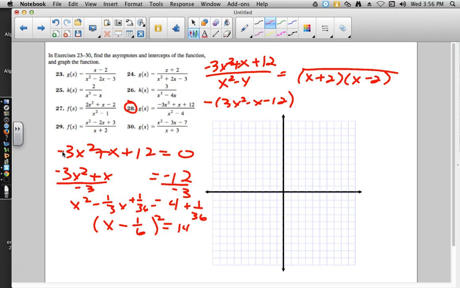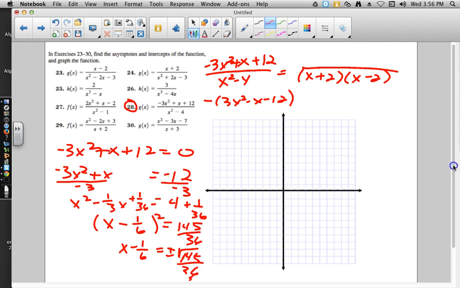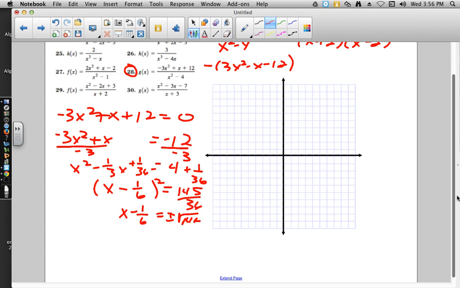which is 145/36. Square root both sides, so x minus 1/6 equals plus or minus the square root of 145 over 36, square root of 36, which is 6. And I'm already running out of space again. And x will equal 1/6 plus or minus, because we got to add the 1/6 to both sides, the square root of 145 over 6. So again, it's not factorable, but that doesn't mean we can't find the zeros, and I just wanted to get all of that out of the way right away.